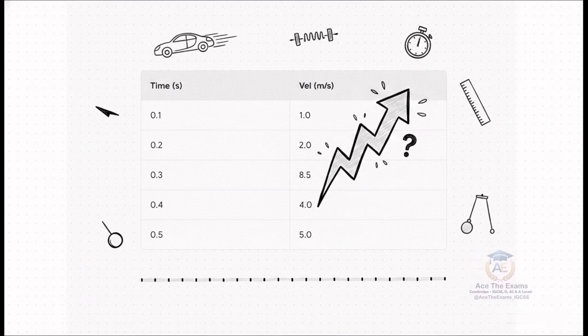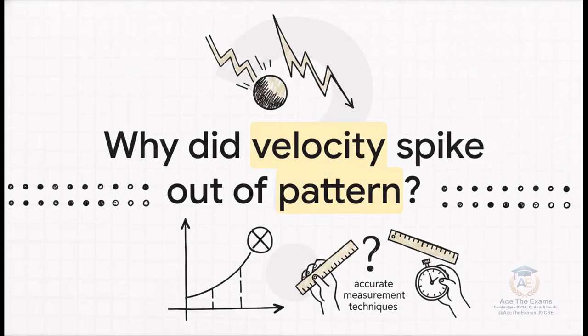We've just uncovered a hidden trap. This right here is an anomalous result. So why on earth did it spike out of pattern like that? Let's apply our 4-step framework to fix it.